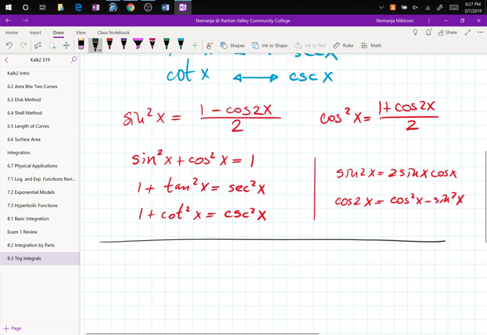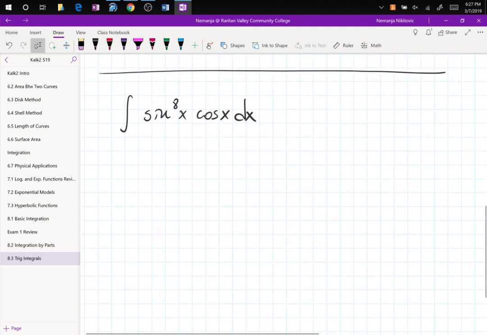I love that. Anyway, so the first problem is the problem from Calculus 1. So this is a Calc 1 problem where you have sine to the 8 x cosine x dx. This is clearly a trigonometric integral because it contains trigonometric functions, which you solve using u sub, right? So what's u? Sine x. What's du? Cosine x dx.